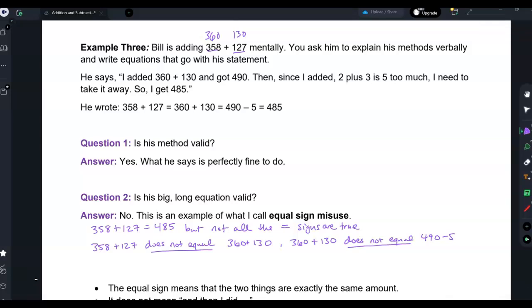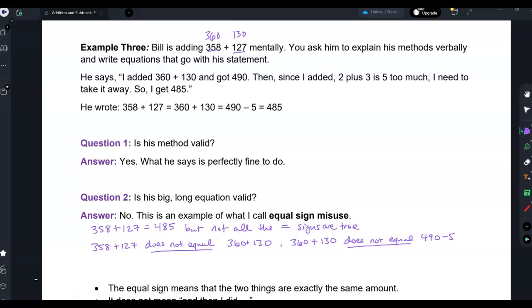So this doesn't work, to have this big string of equal signs that aren't equal. The equal sign means that the two things are exactly the same amount. And it does not mean, and then I did this, right? Which is kind of how Bill's using it, and we'll see some students use it. So if you ever see me write equal sign misuse on your paper, this is what I'm talking about, where somewhere along the way this doesn't equal this.